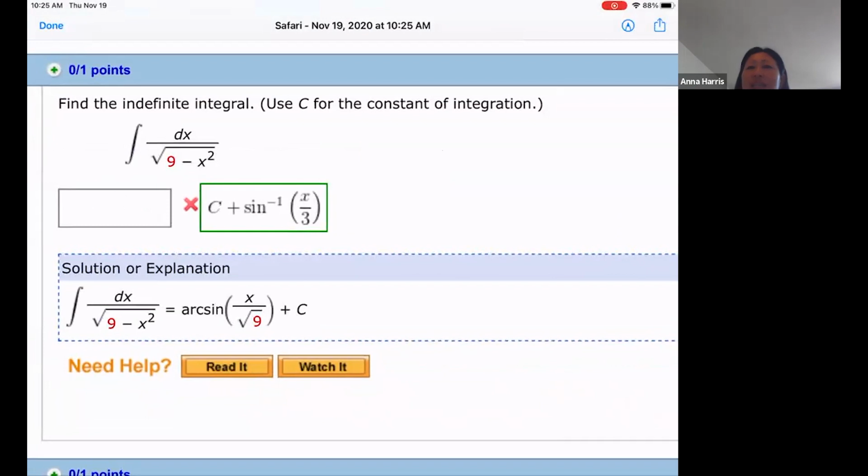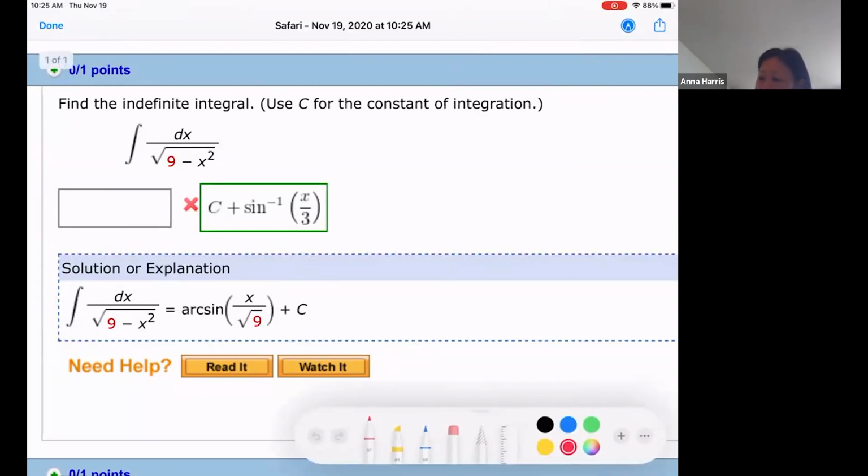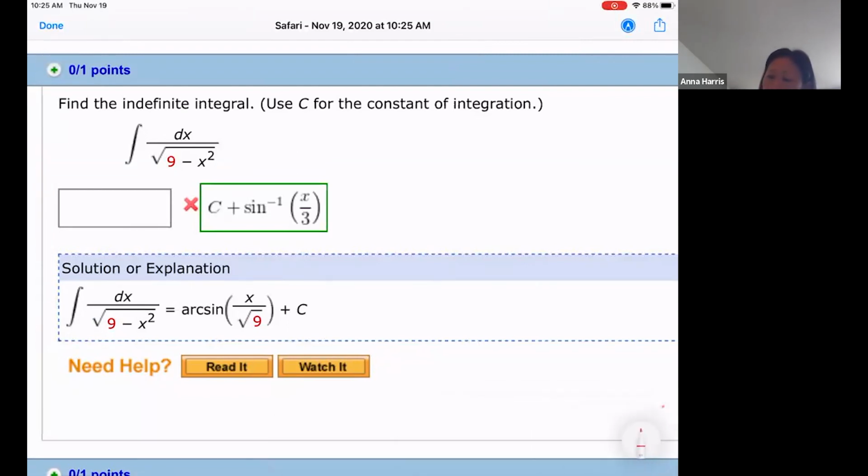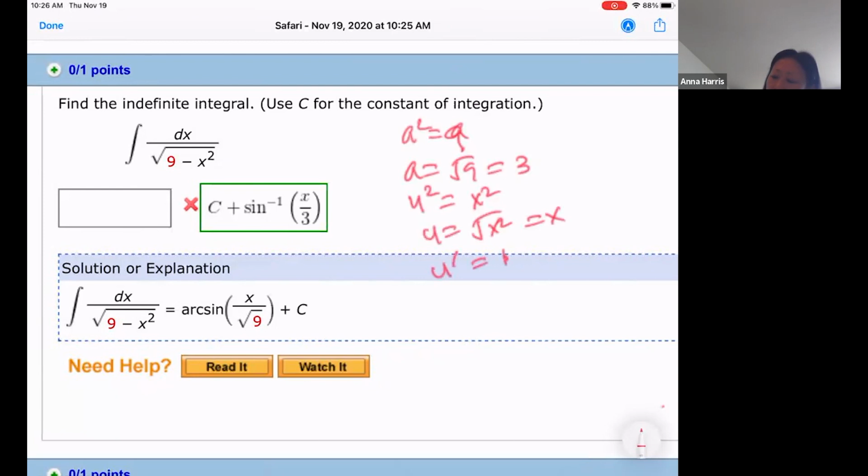Find the indefinite integral. So you need to recognize this pattern. The pattern is what? Arc sine. And whenever you do problems, you need to recognize it. You need to do your homework problems so you can recognize it. So you're going to say a squared is equal to 9, so a is equal to square root of 9, which is 3. u squared is equal to x squared, so u is equal to square root of x squared, which is x. u prime is equal to 1 times dx.